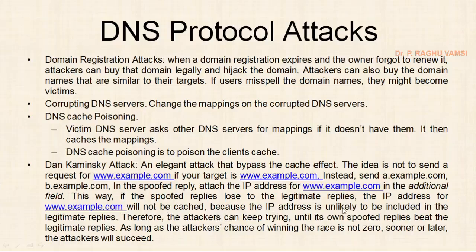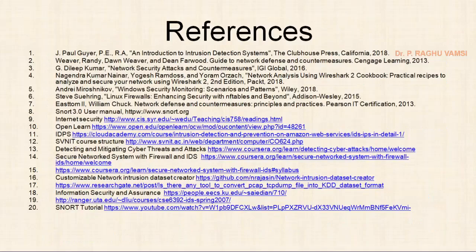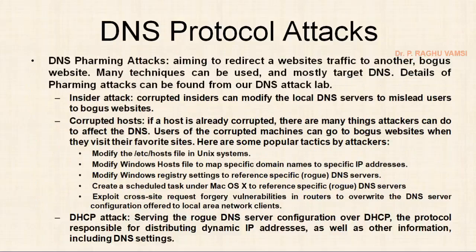Because the IP address is unlikely to be included in the legitimate replies, the attacker can keep trying until their spoofed replies beat the legitimate replies. As long as the attacker's chance of winning the race is not zero, sooner or later the attacker will succeed. So instead of sending the request to the main domain, it is like beating around the bush. If you get it, then you get it. The success rate is somewhat lower here, but you can still try it and get the information. So these are the various DNS protocol attacks that are possible.